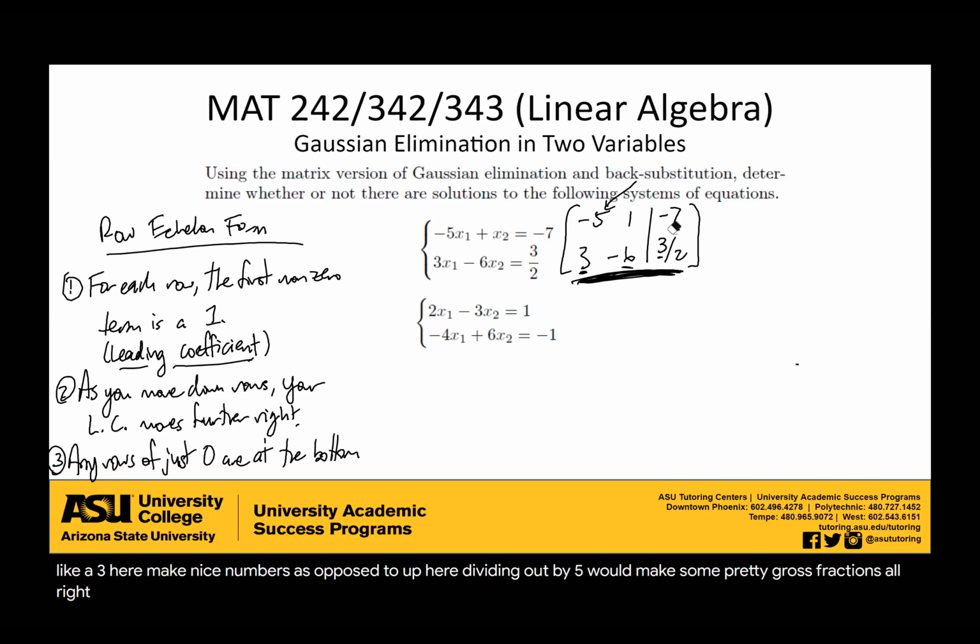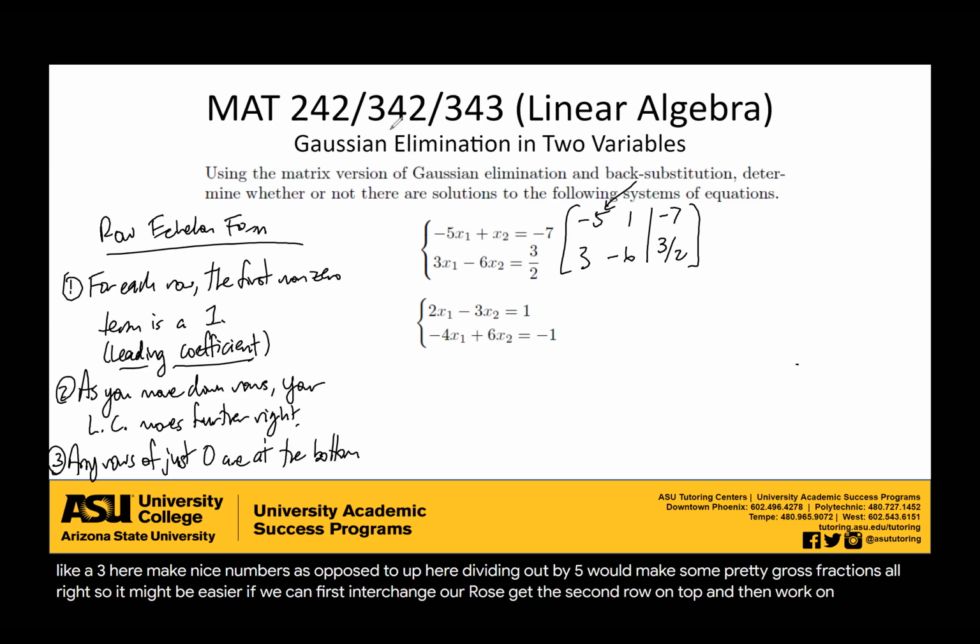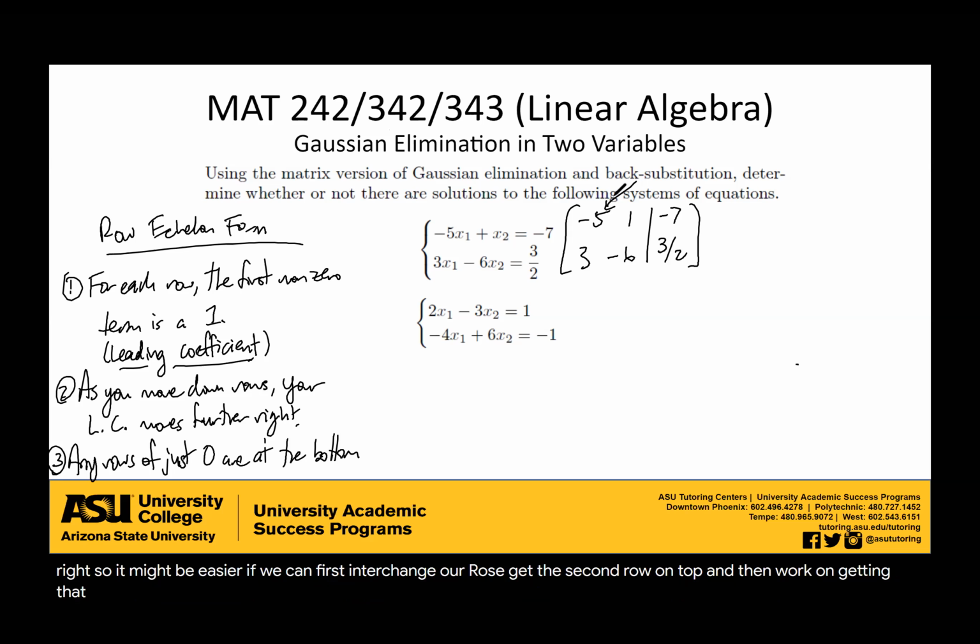So it might be easier if we first interchange our rows, get the second row on top, and then work on getting that leading 1 in the top left position. So let's do that. Let's interchange our first row with our second row.